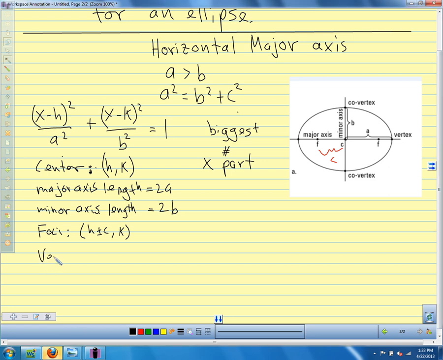The vertices. a tells us how far the vertex is from the center. So to find the vertex, I'm going to move a units to the right and a units to the left of the center. So my vertices are going to be (h plus or minus a, k). I'm not moving up or down, I'm just moving to the right or left. The co-vertices, I'm just moving up and down from the center by b units. So I'm not moving left or right. So (h, k plus or minus b).